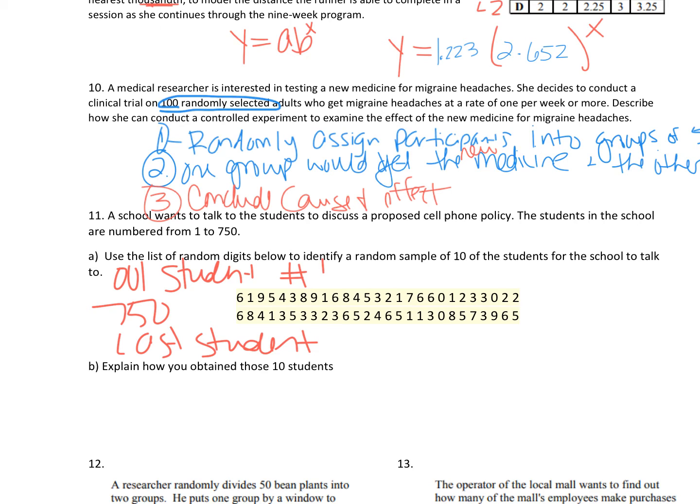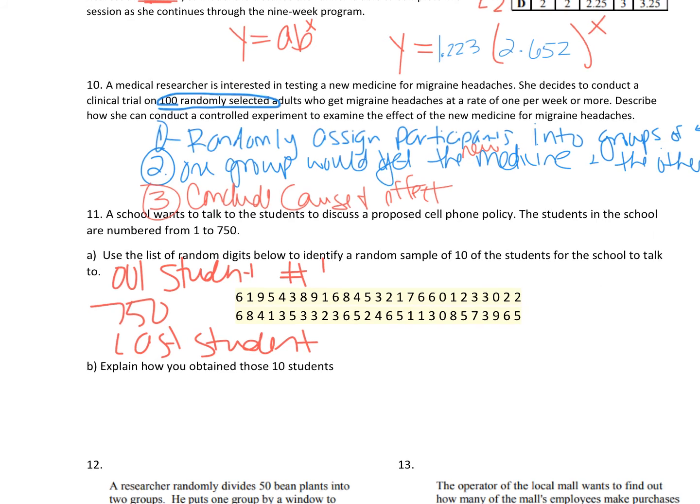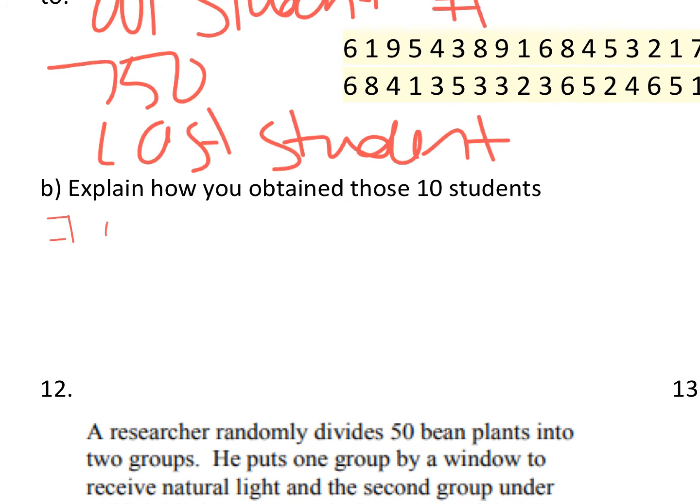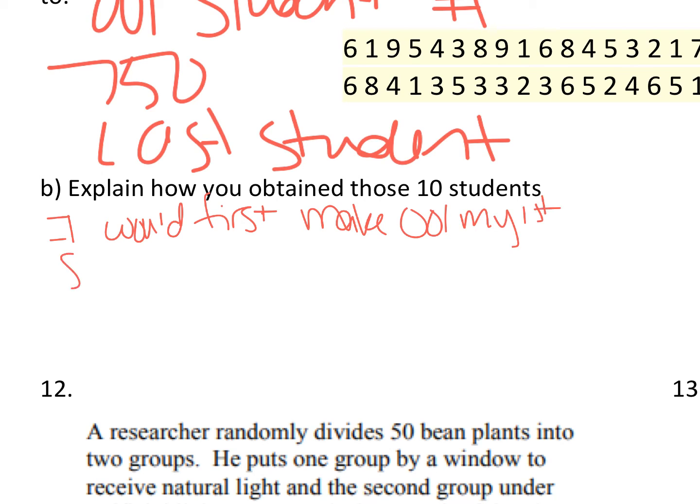That's the first thing I would state. And actually this probably would go into the explanation. I would first make 001 my first student and 750 my last. Now, if this was a 2-digit situation, you would do 01. So like say 75 was the last student number, you would do 01. Okay, so that's the first thing you would do.